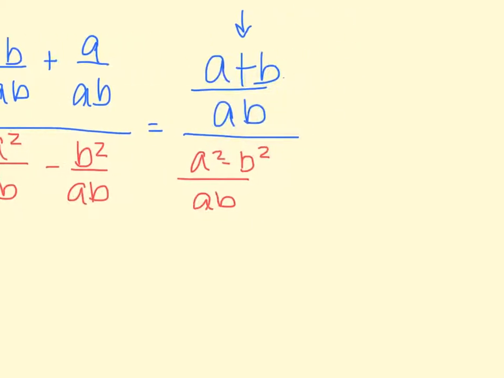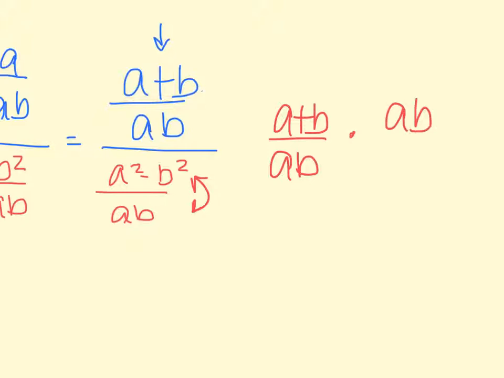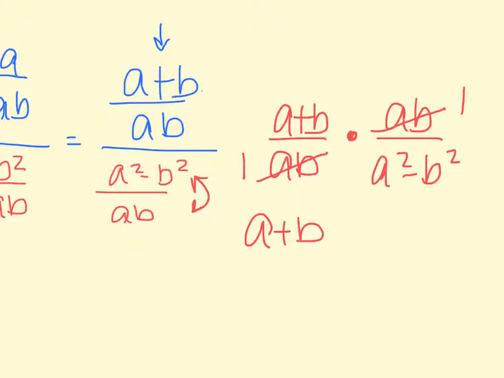Okay, almost done. So now what we're going to do is, since we are dividing fractions, we're going to multiply by the reciprocal. So we're going to take the top, a plus b over ab, and multiply by the reciprocal of the second one, so ab over a squared minus b squared. Now, because you're multiplying, you can simplify crossways. So ab and ab simplify to be 1 and 1. A plus b and a squared minus b squared cannot be simplified with each other.